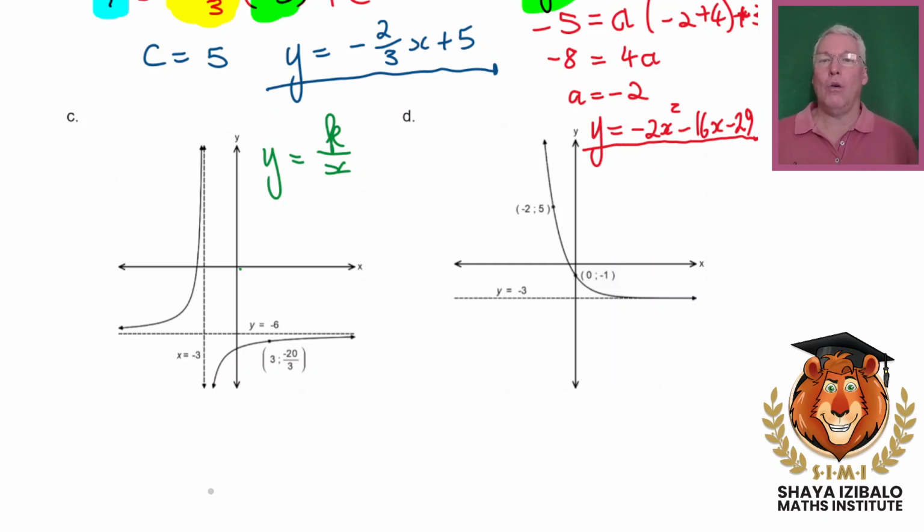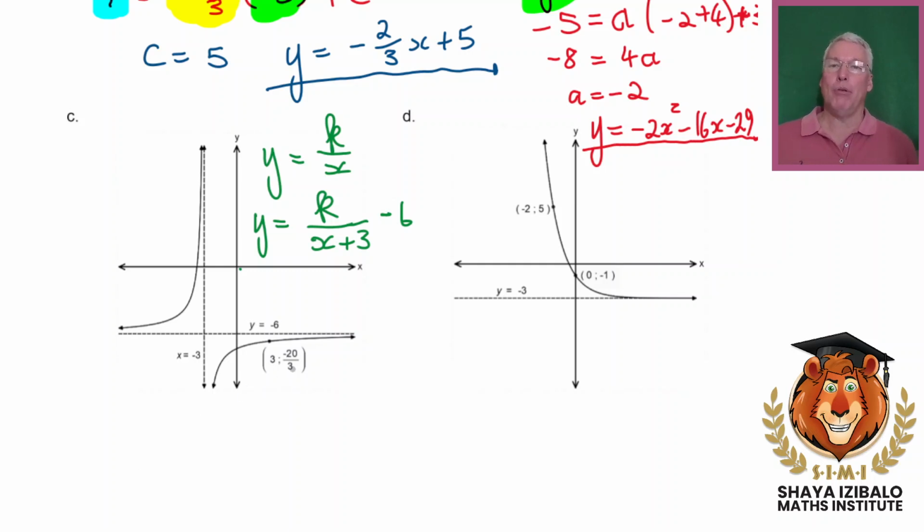All right. How are we going to convey that in our equation? Well, what we're going to do is add 3 to every x to move it left. And then we're going to subtract 6 at the back to move it down. All hyperbolas with those asymptotes of x equals minus 3 and y equals minus 6 can be written like that. We want the specific one now that passes through the point 3, negative 20 over 3.